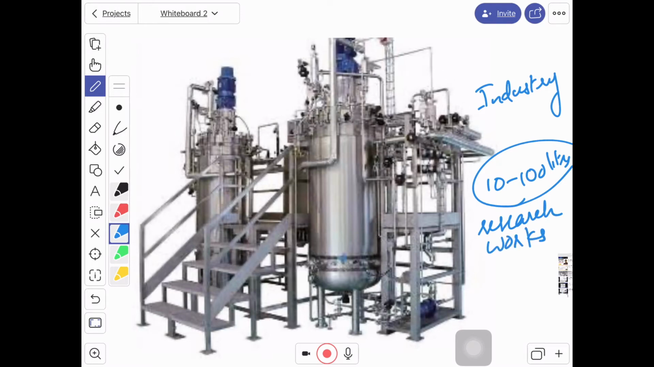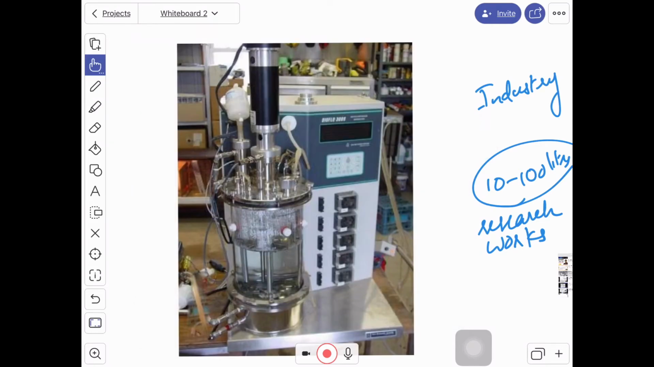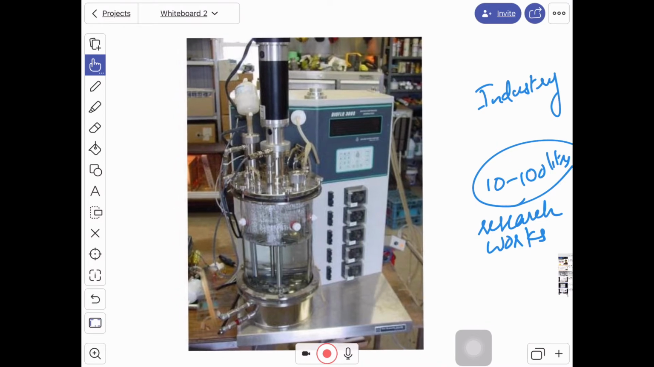I'll show you such a fermenter. A laboratory level fermenter. These are used for research purposes, for optimizing various parameters for the growth of microbes. That means if I have to grow a special microbe, I should know what parameters and conditions are required for that microbe.